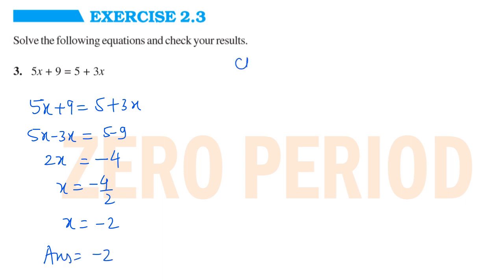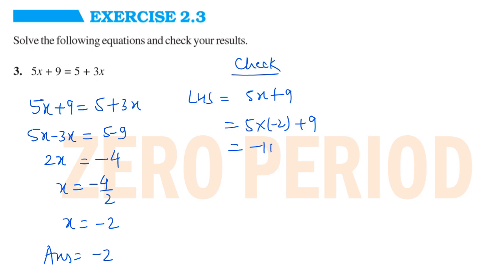Go for checking. The checking part is like this. LHS is equal to 5x plus 9 and you put the value of x, that is minus 2. 5 into minus 2 is minus 10. Minus 10 plus 9 is minus 1.